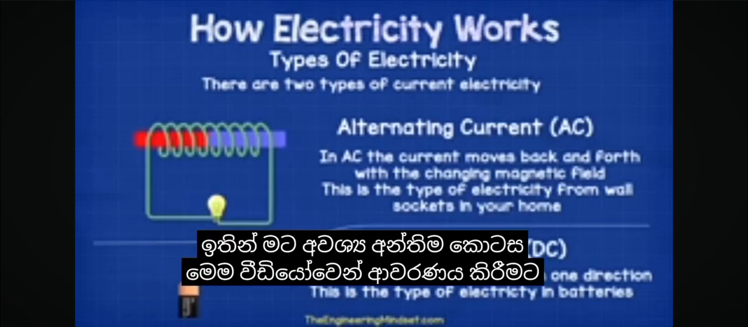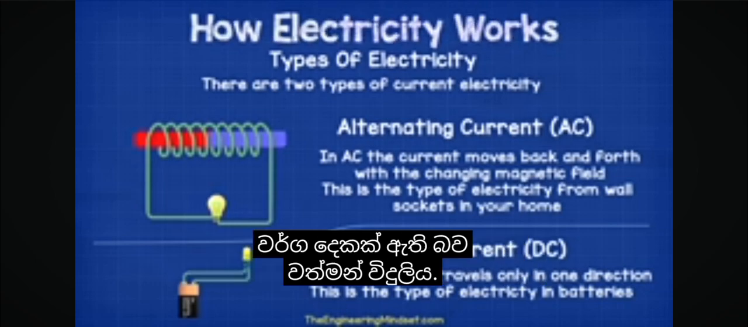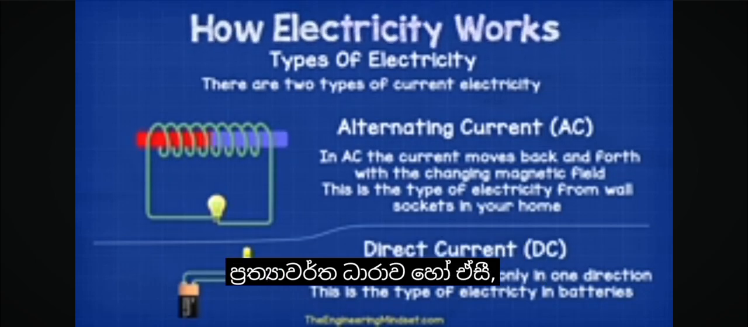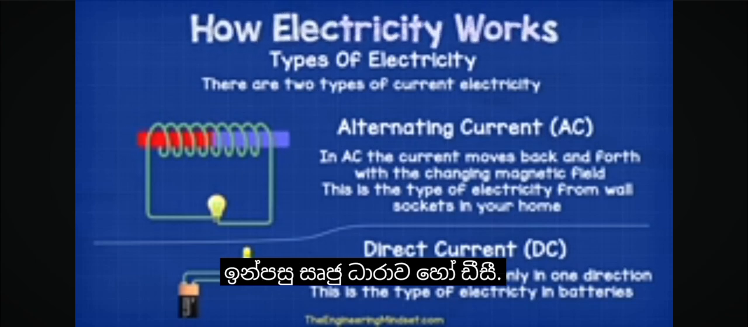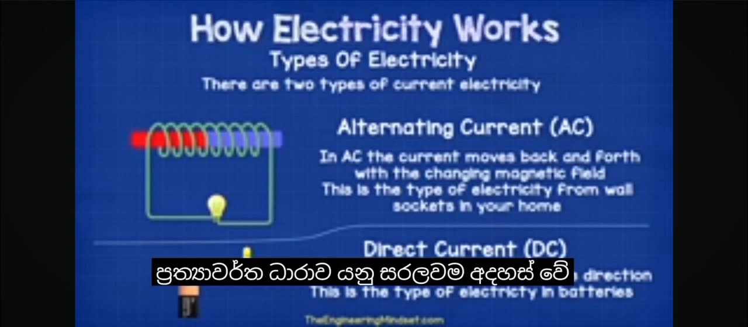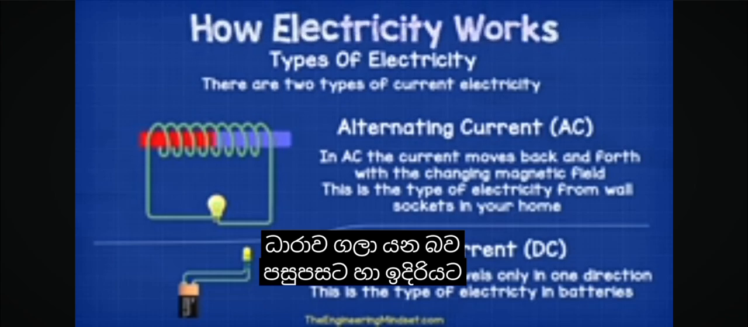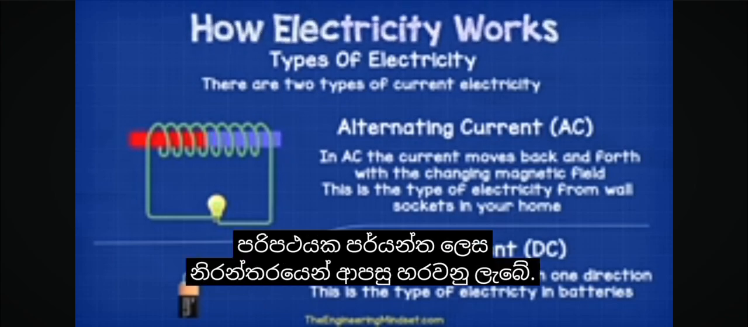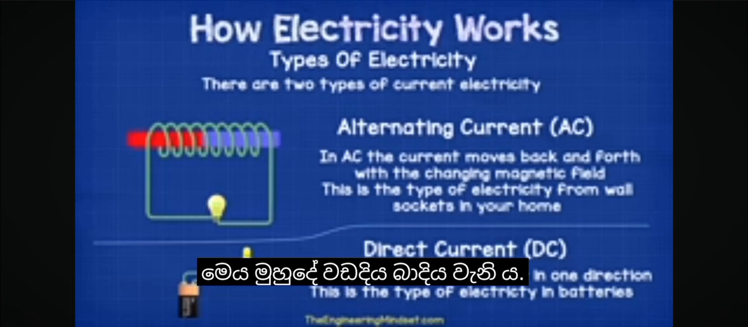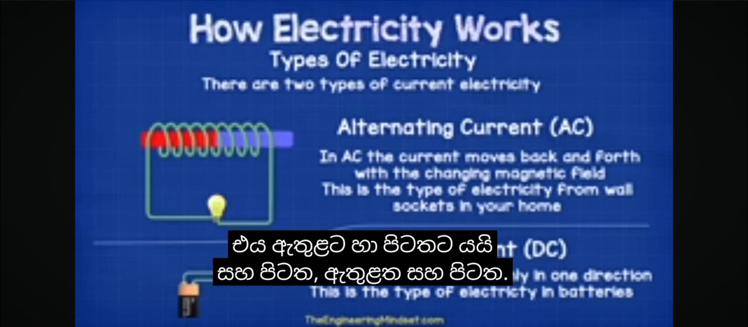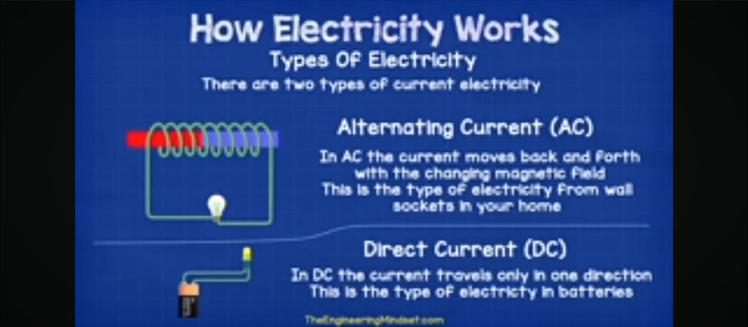So the last part I want to cover in this video is that there are two types of current electricity, that being alternating current or AC, and direct current or DC. Alternating current simply means that the current flows backwards and forwards in a circuit as the terminals are constantly reversed. This is a bit like the tide of the sea. It goes in and out, in and out, so that it's reversing constantly.